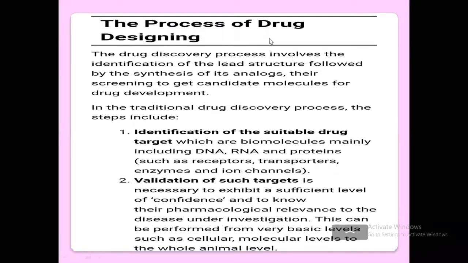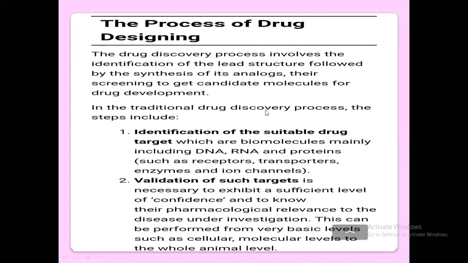So when you are designing a drug, what are all the steps of the process of drug designing that should be followed? The drug discovery process involves the identification of the lead structure, also called the lead compound or lead molecule, followed by the synthesis of its analogs. Analog means it is similar to that lead compound, resembling the lead compound. They are screened to get candidate molecules for drug development.